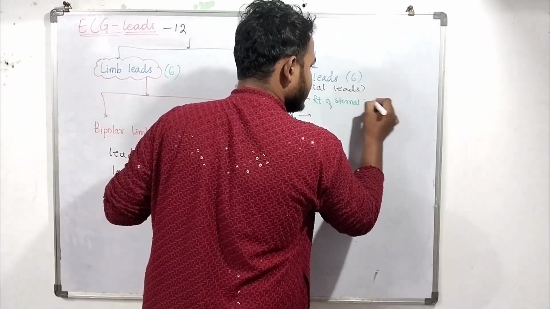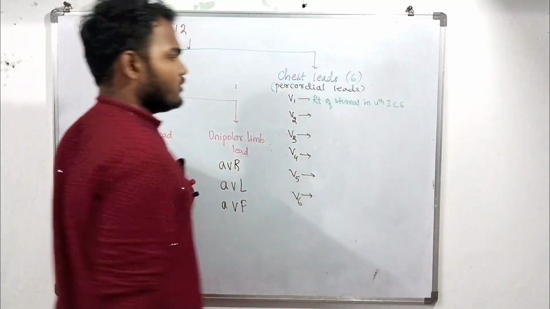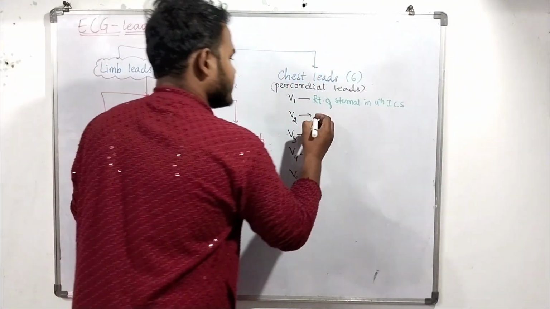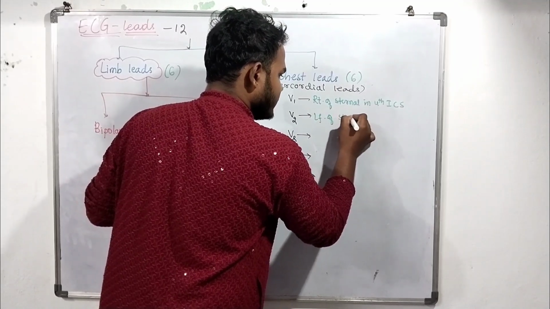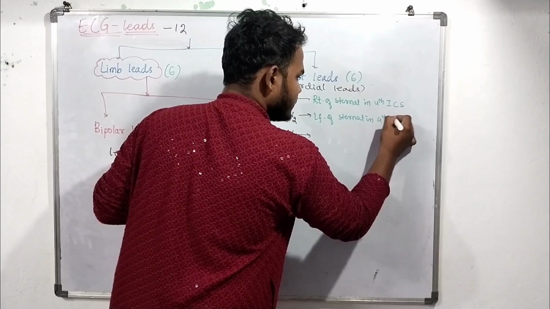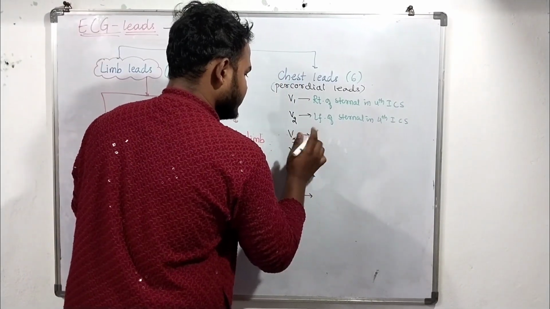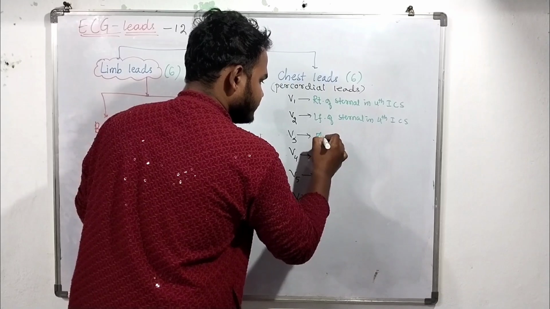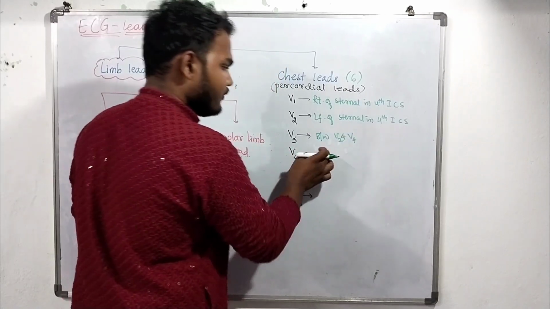Now the location of V1 is right of the sternum in the fourth intercostal space, and V2 is left of the sternum in the fourth intercostal space. Next, V3 is between V2 and V4.